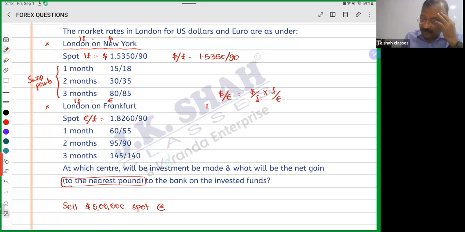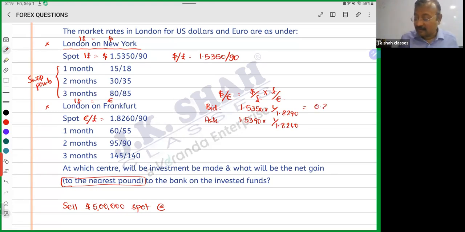Okay. So bid will be 1.5350 into 1 upon 1.8290 and ask 1.5390 into 1 upon 1.8260. Okay. So 0.83. Okay. 0.8248. Sorry, 4. Okay. This is dollar euro spot.